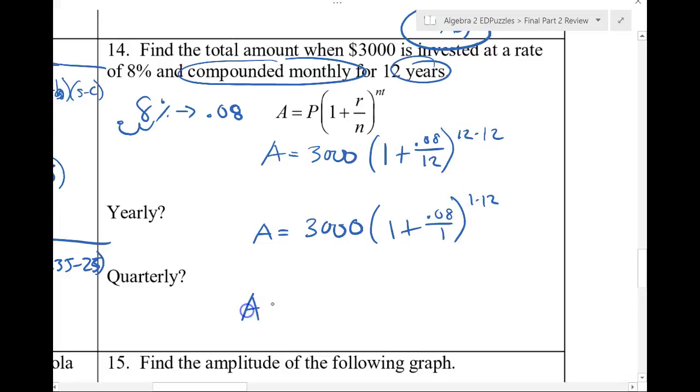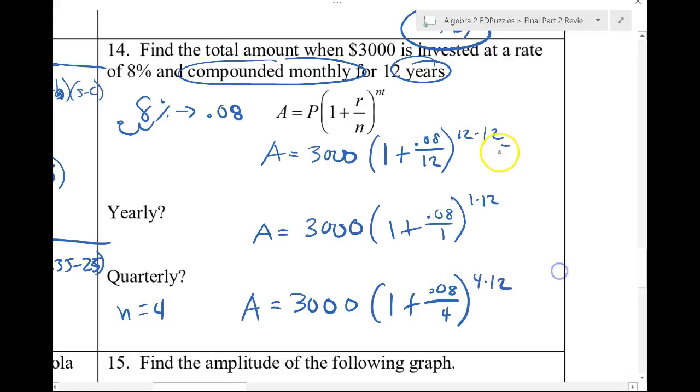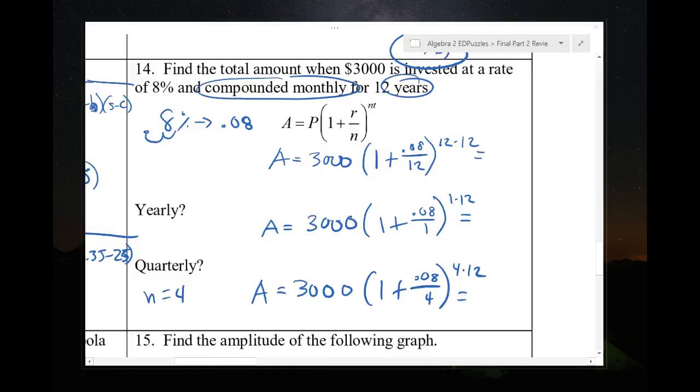Now, quarterly. Quarterly is a year broken up into 4 parts. So n is equal to 4. So now I'm going to put it over 4 for n, and 4 up here as well. And I basically just have to figure out what these values are. So let's do that on the calculator.